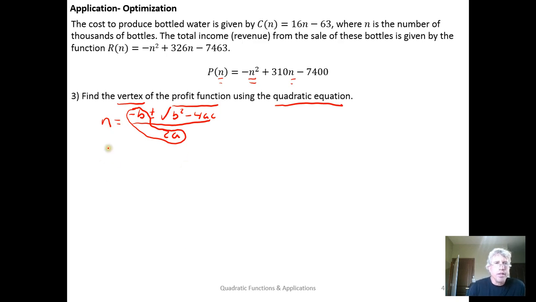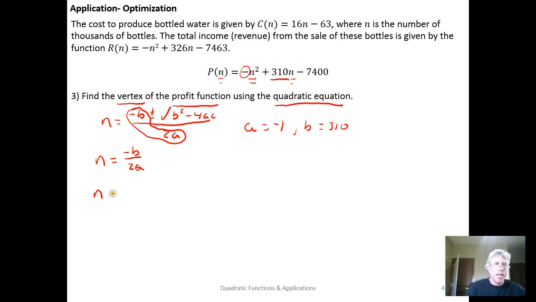Now, that tells us that the equation of the line of symmetry for our parabola is given by n equals negative b over 2a, again, from topic 13. So to find the n coordinate of the vertex, I just have to evaluate negative b over 2a. So I look up at my model and I say, what does a equal? Well, a is the coefficient on the squared term, so a is negative 1. And b is the coefficient on the n term, so b is just equal to 310.